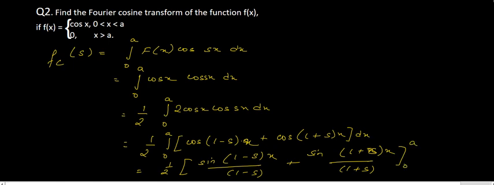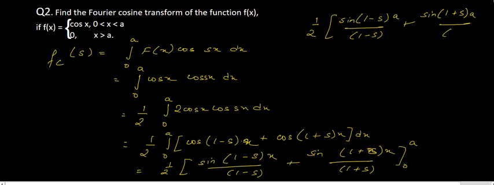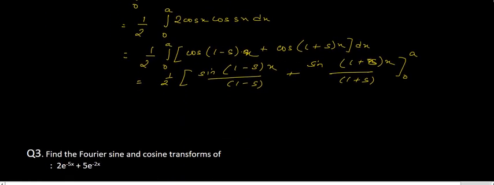So solving this further, we get 1 by 2 into sine of (1 minus s) into a by 1 minus s plus sine of (1 plus s) into a by 1 plus s. So basically this is our answer to our question number 2. So let us move on to our third and final question.